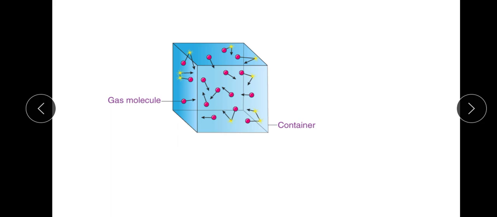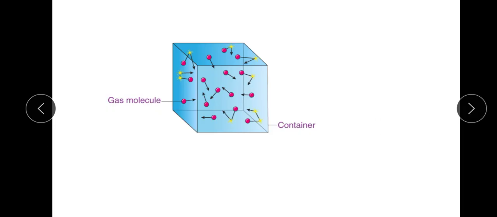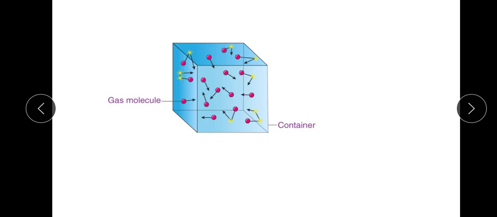This is very important for you. You should learn all these points. Every gas is a collection of a large number of identical particles, both in shape and size. All the particles are the same size and shape, and they are called molecules. The particles of a gas are always in random motion, colliding with each other and the walls of the container. All the molecules are not at rest. They are free to move inside a container, and while moving, they will be colliding with each other as well as with the walls of the container.